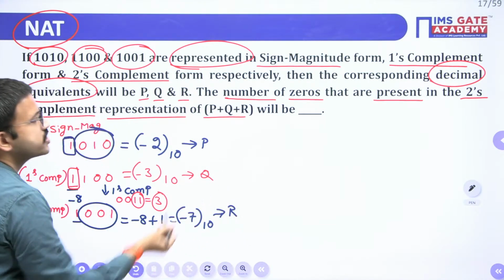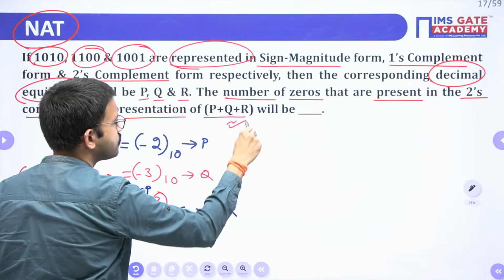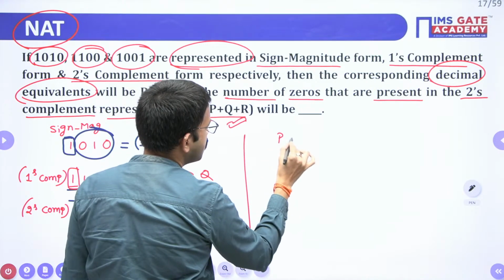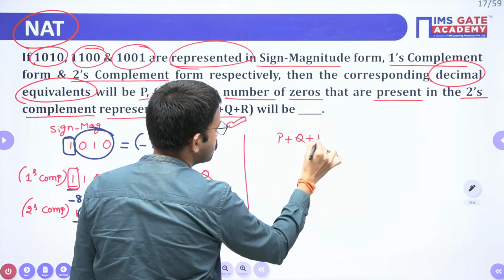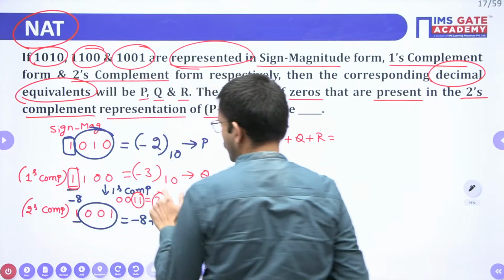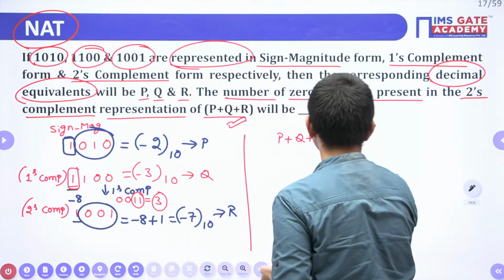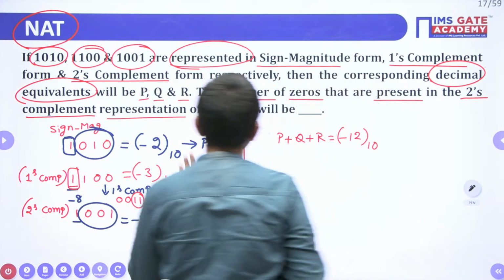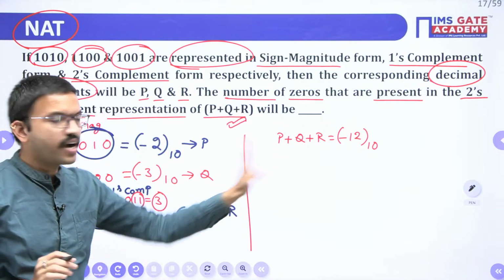Now you have P plus Q plus R. Just add all of them. P plus Q plus R is equal to -2 minus 3, that is -5. Once again you add -7, so you will get -12. Regarding P plus Q plus R, if they ask, the answer is -12.